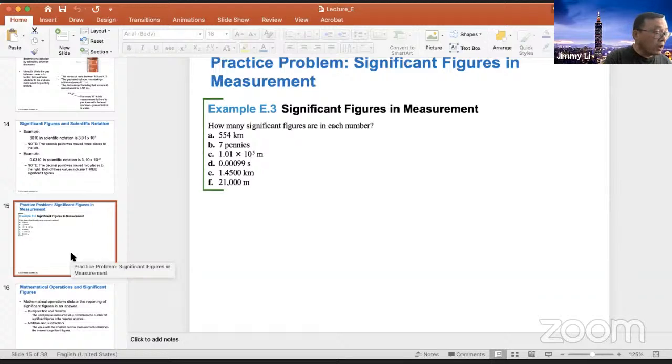So E3, this is on page 11, I think. Got E3 here. All right. So 554 kilometer here. You can see those are the 4 significant figures here. So again, feel free to ask me during the class.